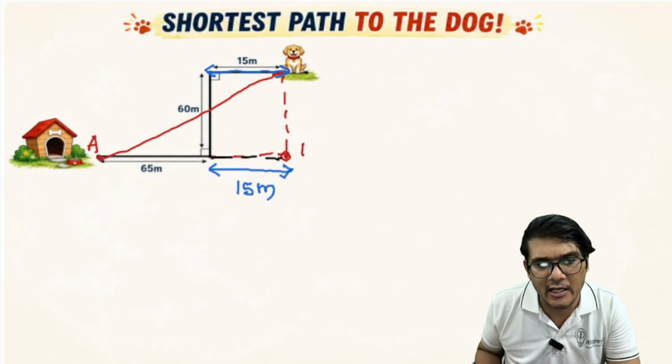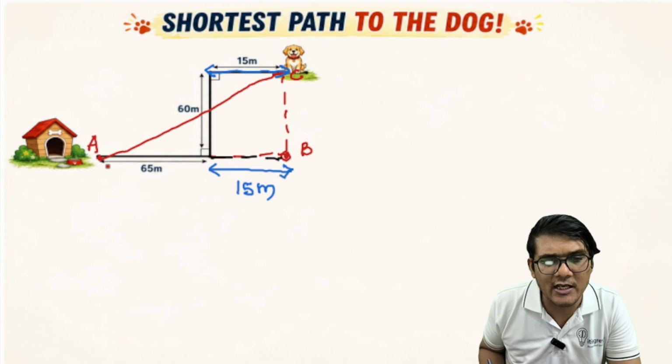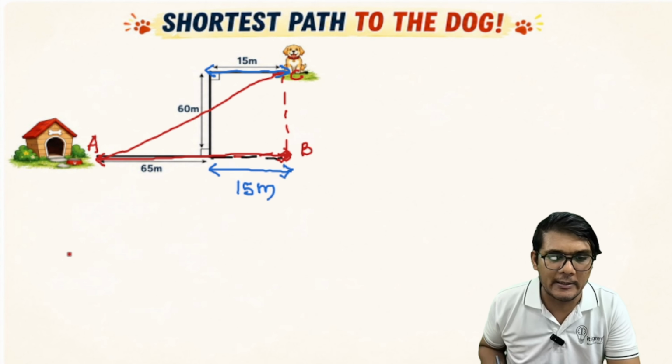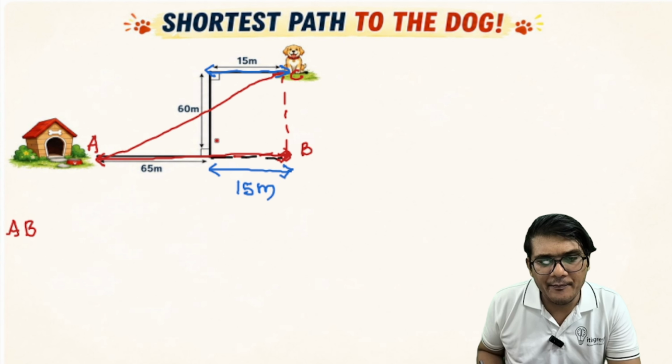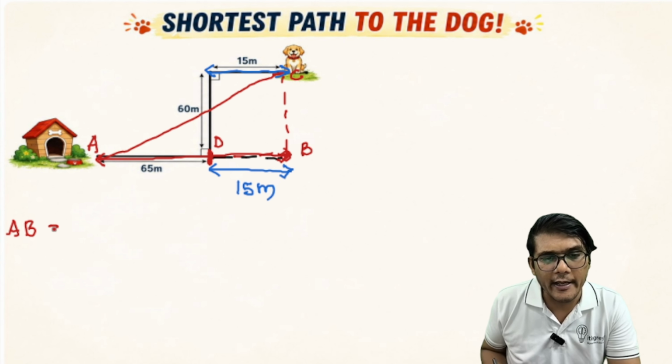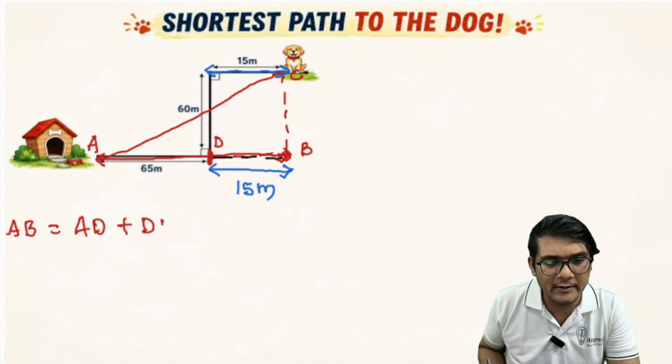Now, we need to also understand what is this total distance from point A. If I name this A, if I name this B, and if I name this C, I want to also know the entire distance AB. I want to know the distance AB. So if I name this point D over here, right? So AB will be what? It is AD plus DB.